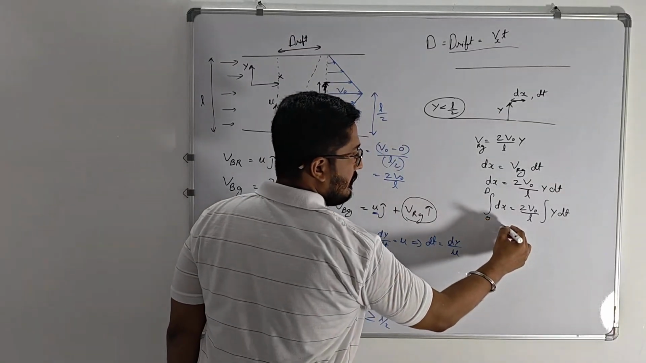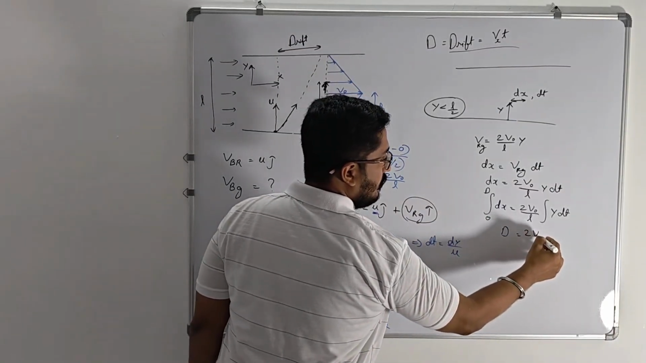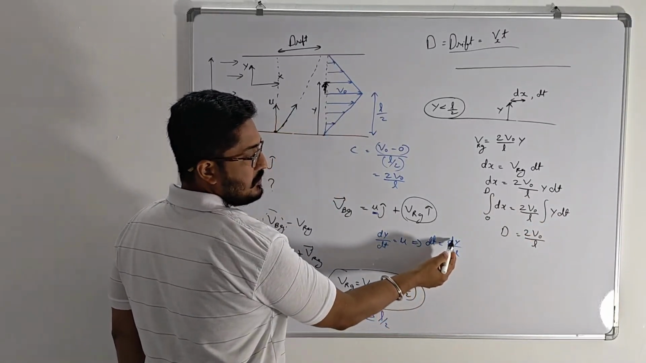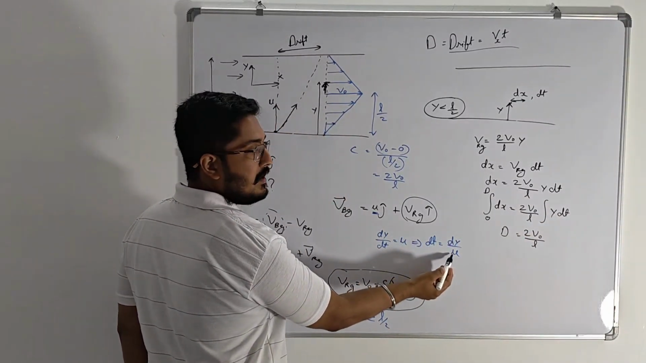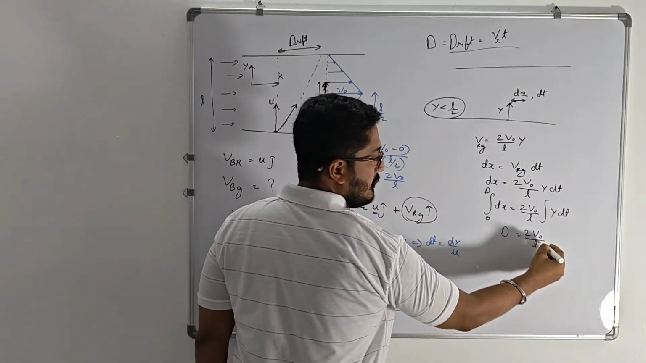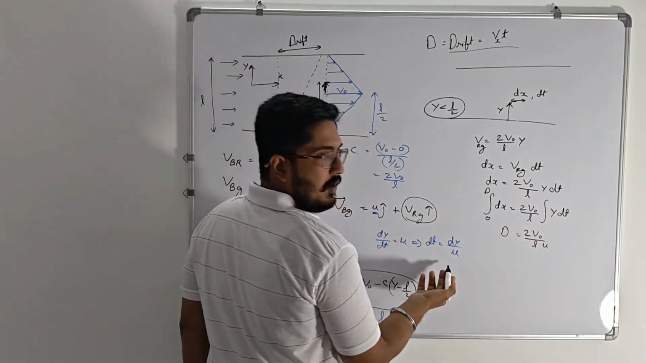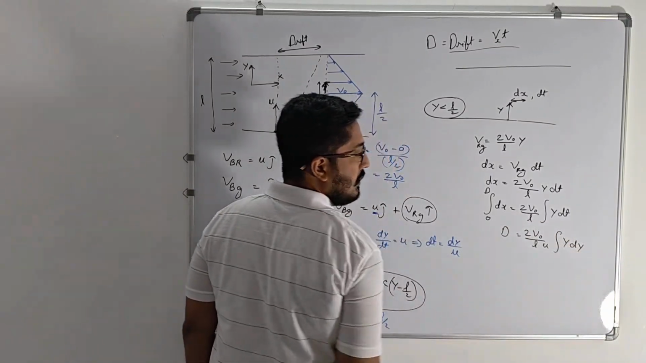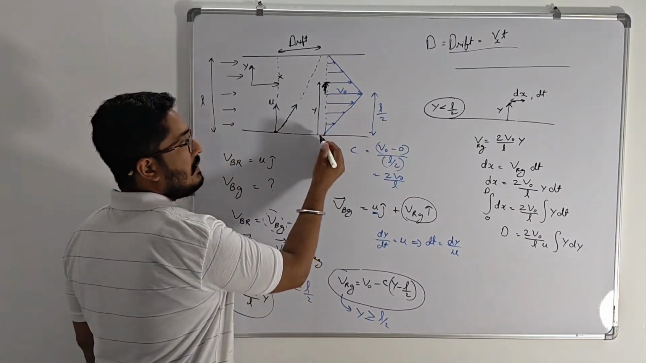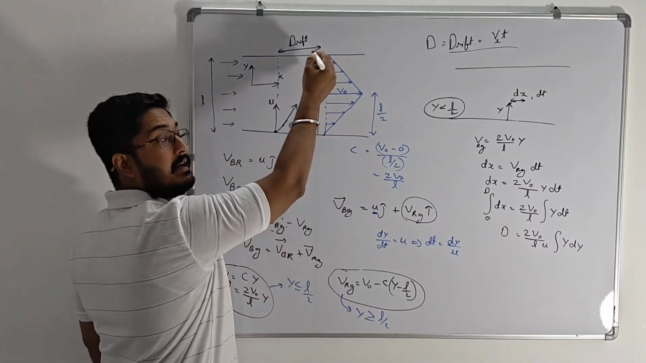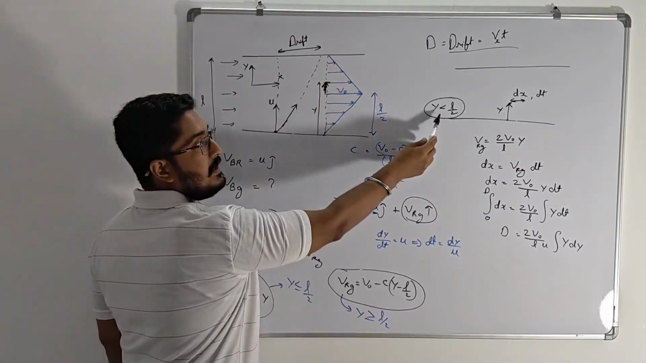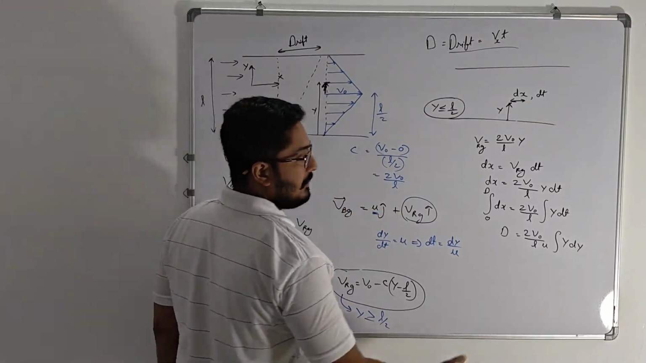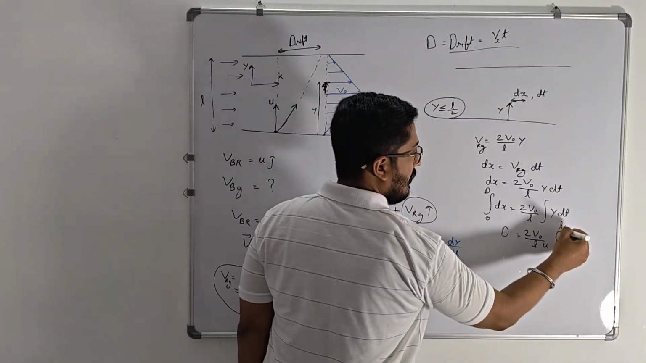So I'll get D equals 2V0 by L, and instead of y and dt I can substitute dy by u. I can take that u outside because u is a constant. Now the integration I have is y dy. What's the limit of my integration? y will start from 0, and remember I am only integrating up till L by 2. So the limits are 0 to L by 2.